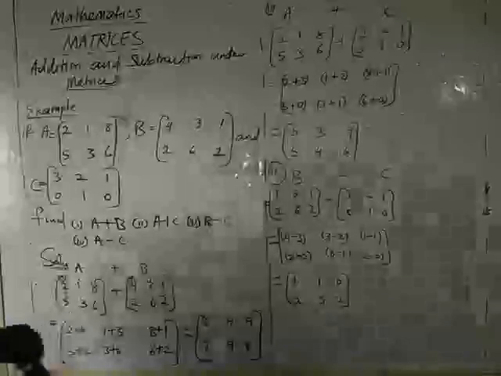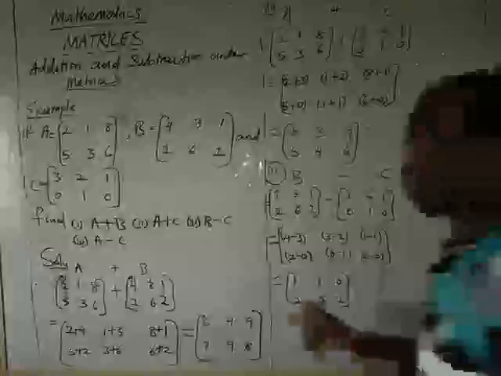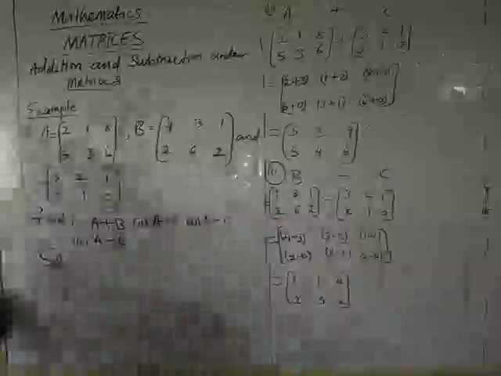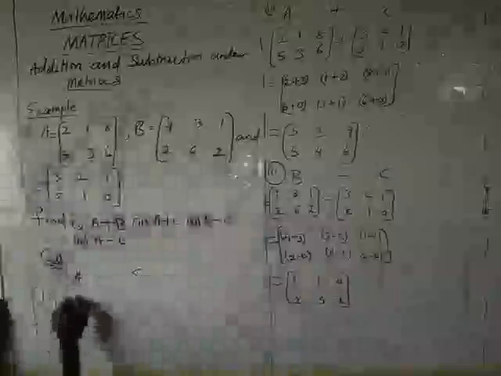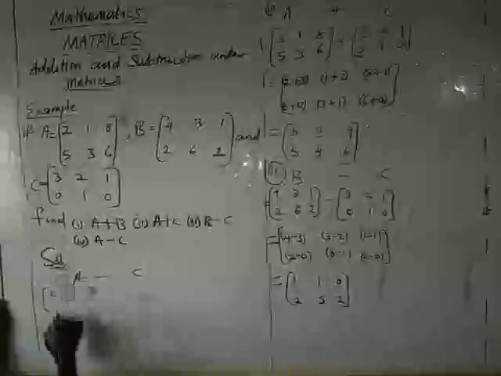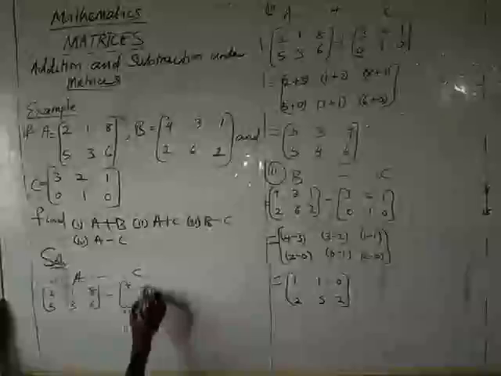Then to the last one, okay, permit me to use this. Okay, let me just rub that off. Now we have A minus C, where my A is 2, 1, 8, 5, 3, 6. To subtract 3, 2, 1, 0, 1, 0.